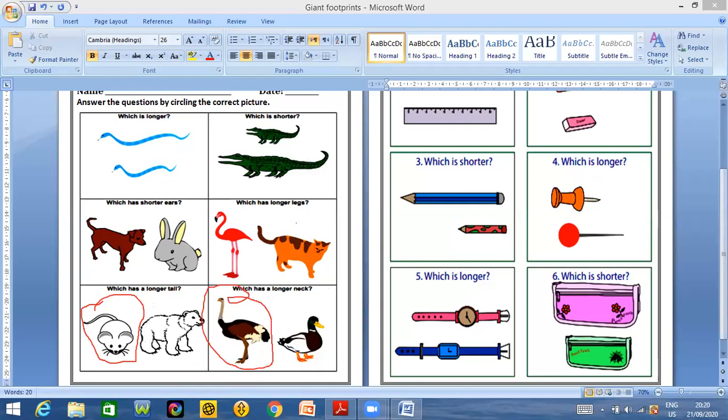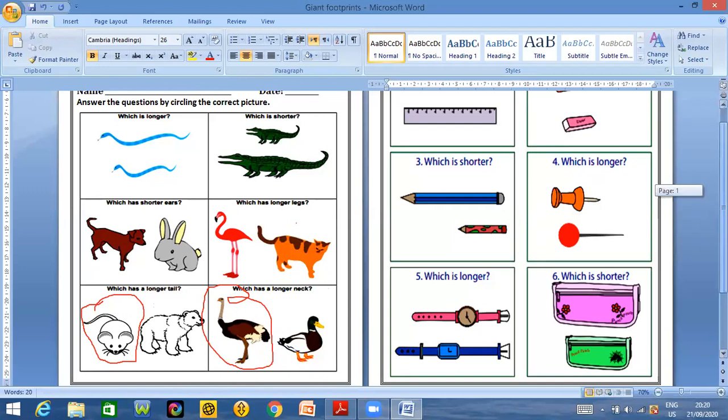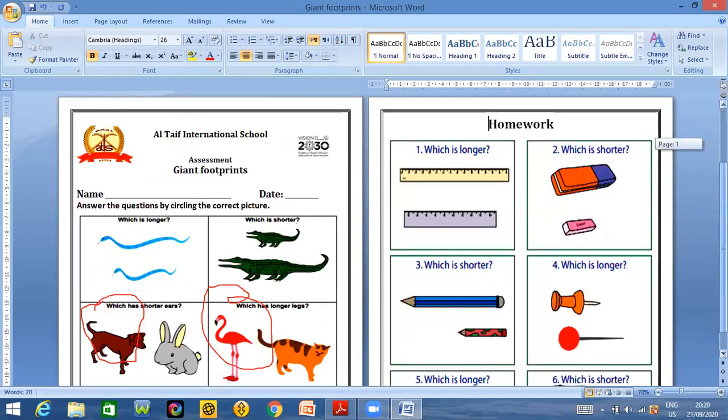Okay. Now let's see, this is your homework, boys. Complete this sheet as your homework. Okay.